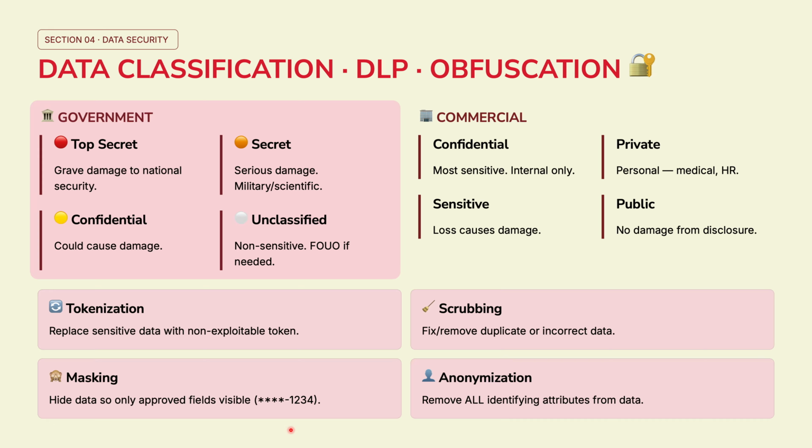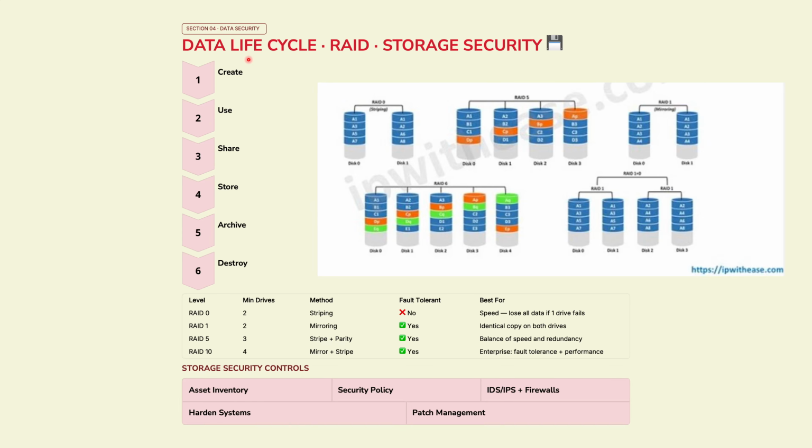Now, let's examine the full data lifecycle and the RAID-based storage security. The data lifecycle, as you look at it here, has 6 phases: create, use, share, store, archive, and destroy. Security controls must be applied at every phase, not just during storage. The destroy phase is particularly critical. Any data remnants require, like I said before, 7-pass wipes or physical destruction of storage media to prevent recovery.